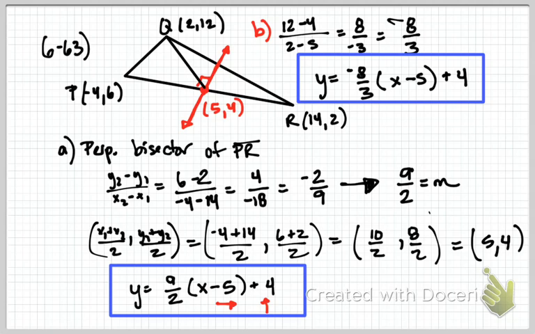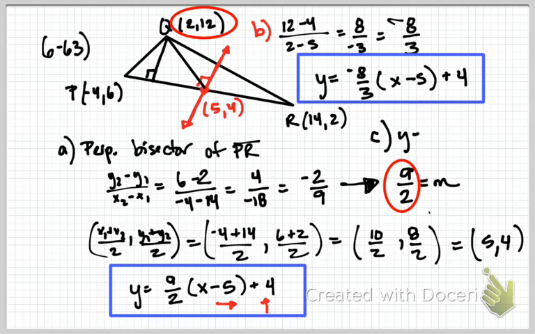The last one says the altitude of PQR from Q to side PR. So now we're looking at the altitude, so we're actually looking at a right angle right here. It's helping you figure out a lot. We know the point is going to be right here, 2, 12, and we know the slope of the perpendicular line is going to be the same as this one. Excuse me, it's going to be the same slope as this, 9 over 2. So now we can put that information together.